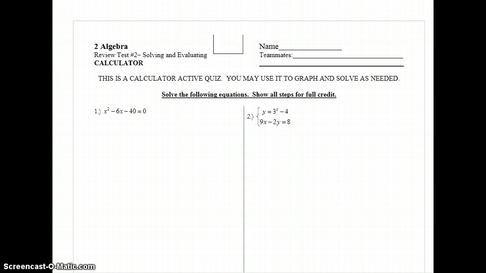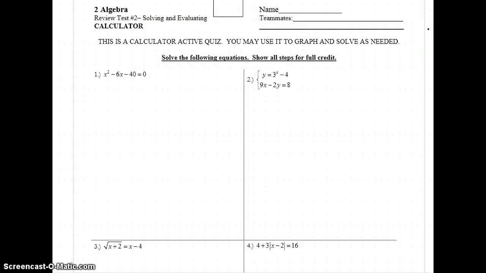So, our first question, we're looking at a couple solving problems. The first one is a quadratic equation. It's in standard form, so you want to make a note of that. You have quadratic, it's in standard. The easiest way to solve this would be to try to factor it. Another option would be to put it into vertex form. A third option would be the quadratic formula, but factoring is usually the fastest.